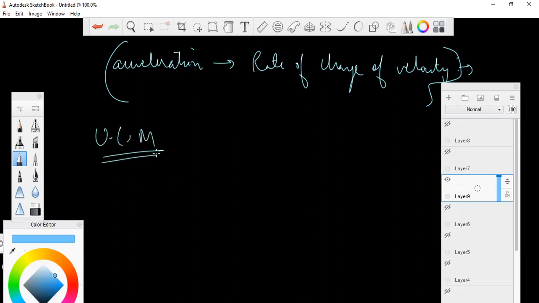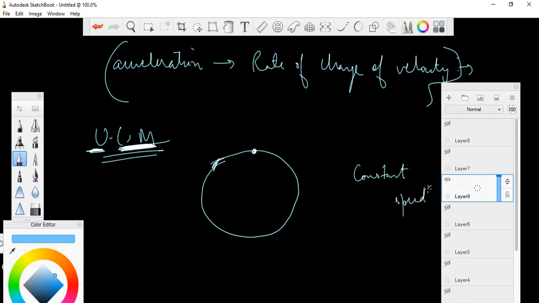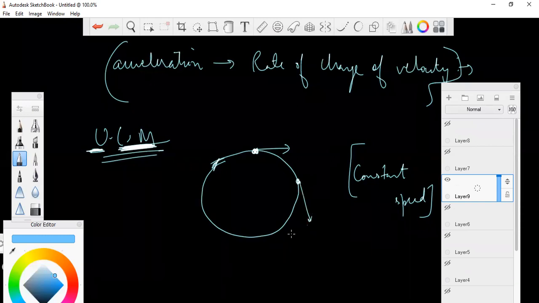What happens in this? The object is doing circular motion and it is uniform. That means at constant speed, the object is moving in a circle, because here the direction is always changing. At this point, the velocity will be tangential to the path. The object is trying to move like this. So the object is never moving in a straight line. The direction is never constant.